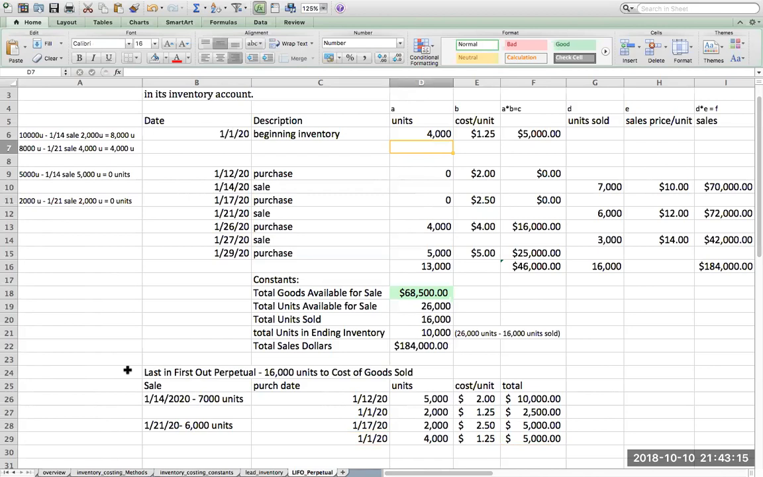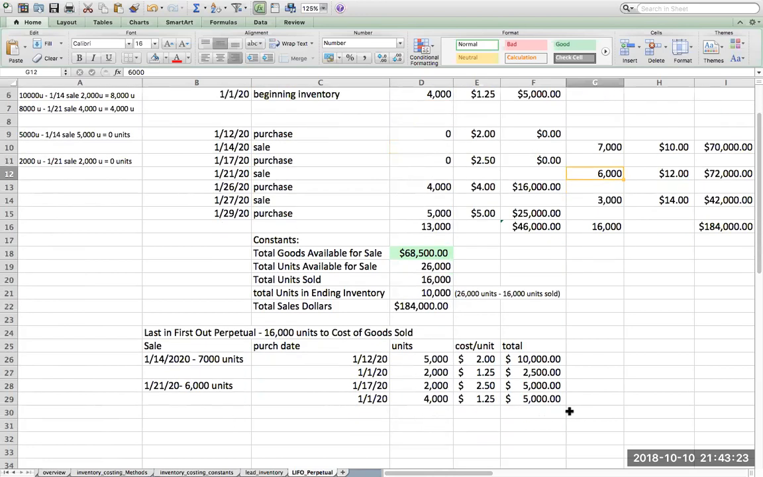What does that mean? Last in, first out. So I've gone through and I've done these 2 sales. Remember, under all of the inventory costing methods, I need to come up with a total of 16,000 units being sold. I'm right now only at 13,000. I have 5 and 2 and 2 and 4, a total of 13,000. So I now go down to my next sale date, which is on January 27th, 2020. And here I sold 3,000 units.